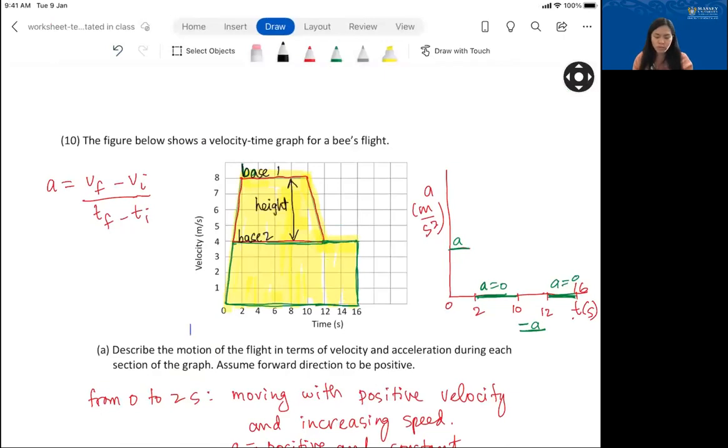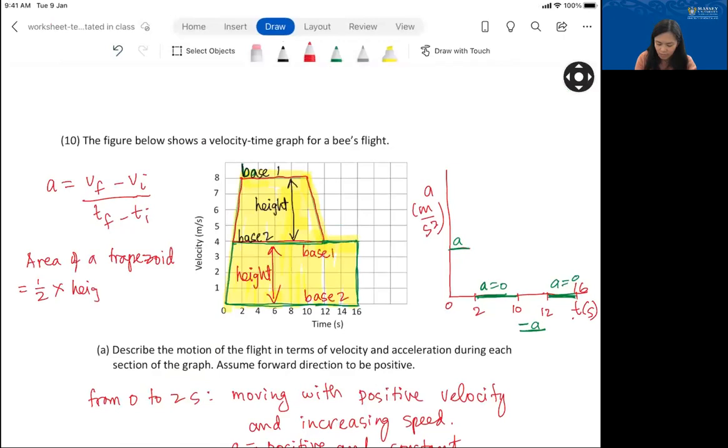of the trapezoid. For the second trapezoid, let's say that's base 1, base 2, and the height is the distance between two bases. And the area of a trapezoid is equal to 1/2 times the height times base 1 plus base 2.